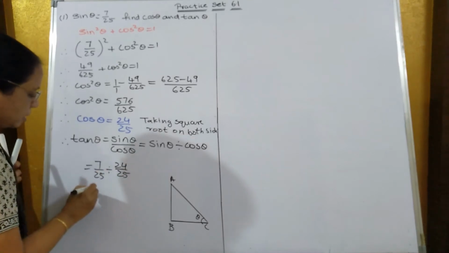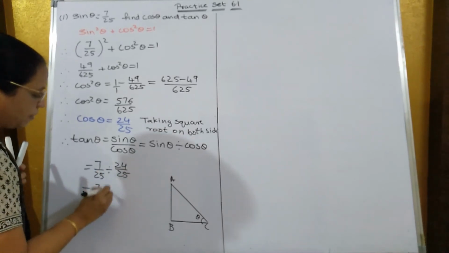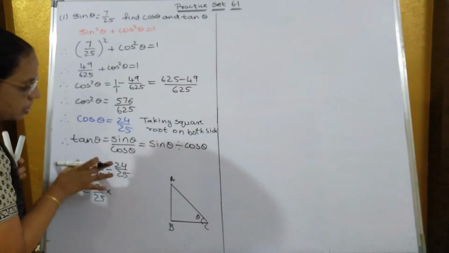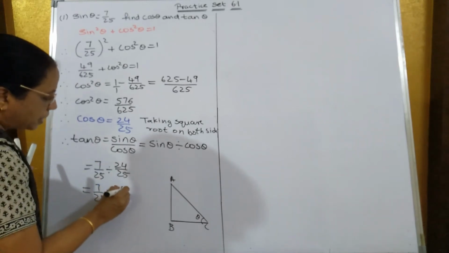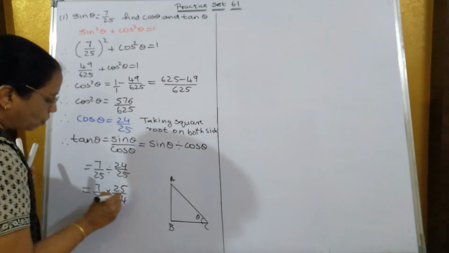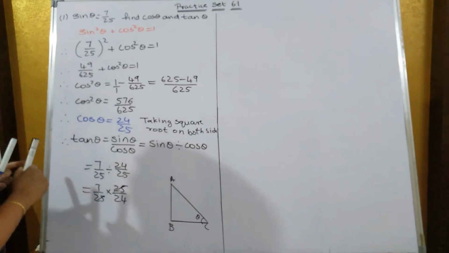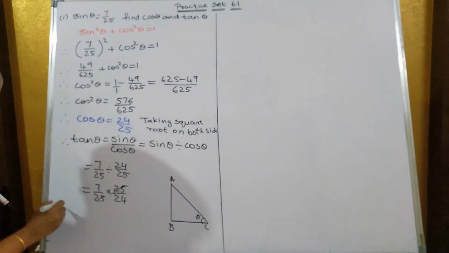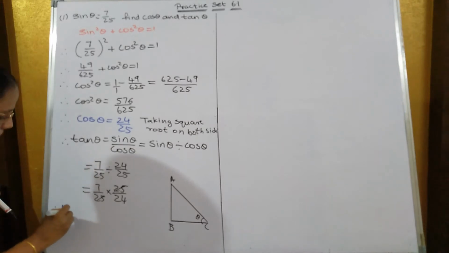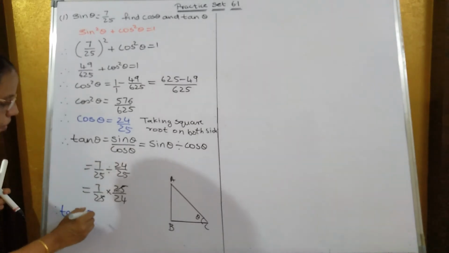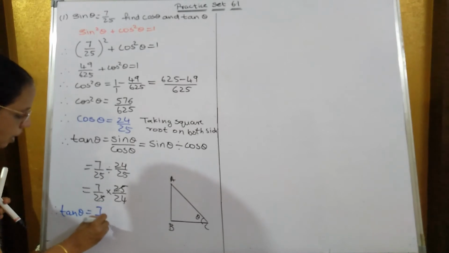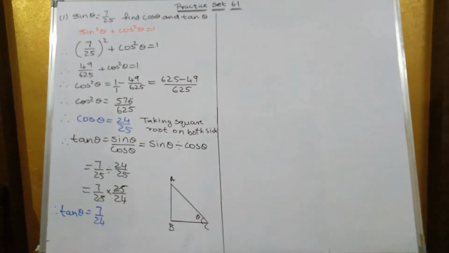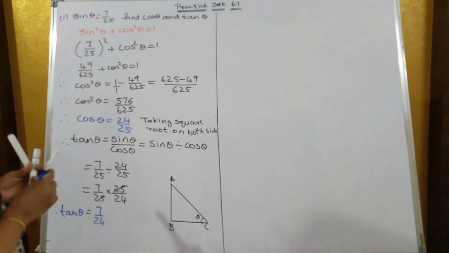So that is equal to 7 upon 25. Instead of division, you will write down multiplication and take the reciprocal of this, that is 25 upon 24. 25 and 25 will get cancelled. So what is the value of tan theta? Therefore tan theta is equal to 7 upon 24. So this is one method to find out the cos theta and tan theta or anything else, by using identity. Now next I will show you the second method, by using Pythagoras theorem.